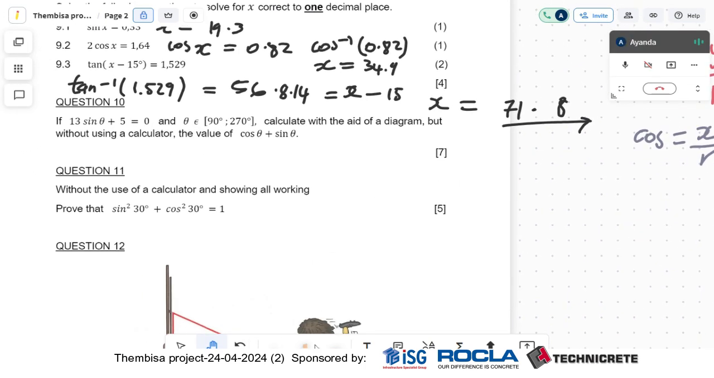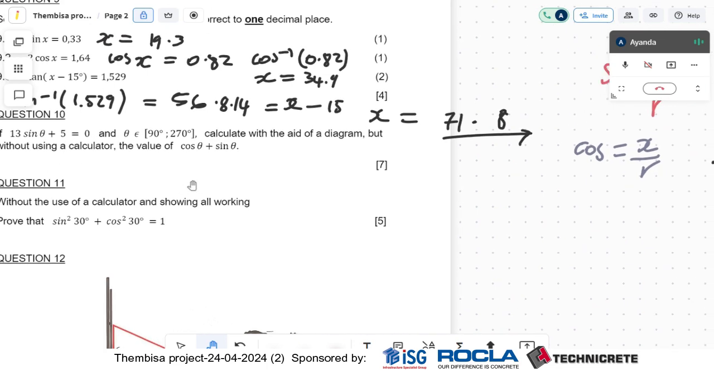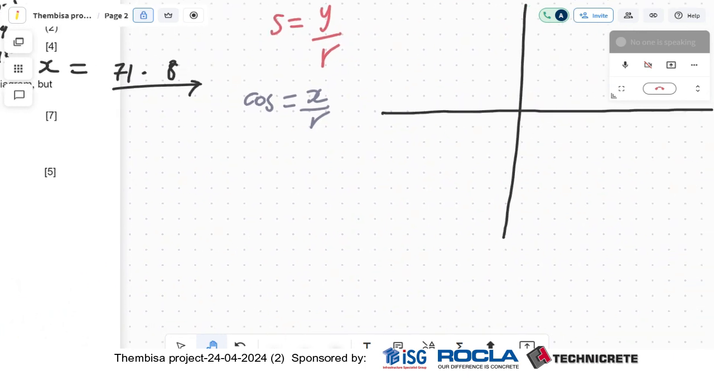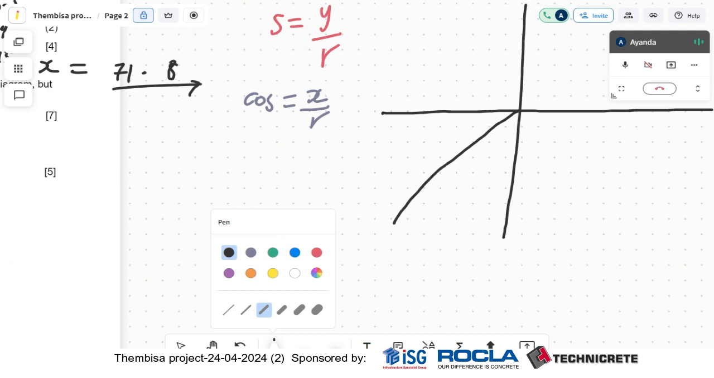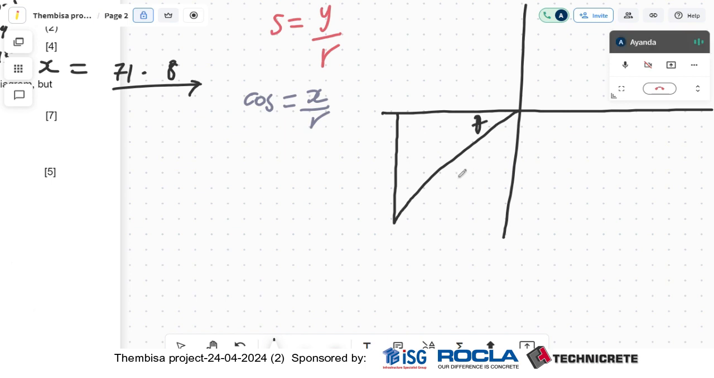Now looking at the information we've been given, 13 sine theta plus 5 is equal to 0. If we draw our hypotenuse over here and we place our theta, our hypotenuse we've been given as 13, and our opposite side, which is y, we've been given as 5. But since it's in quadrant 3, it'll be a negative 5. So sine of theta is negative 5 over 13.